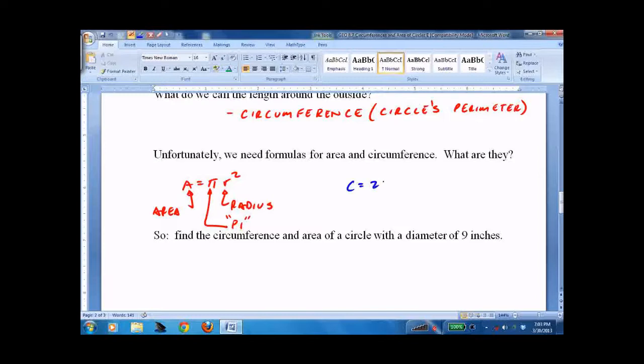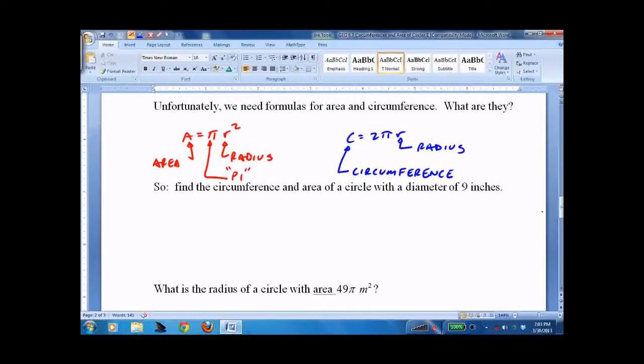Circumference is 2 pi r. Again, that's the perimeter around the outside, and r again is the radius. Some people say, well, wait, if it's twice the radius, why not just make it the diameter? And you could, but I don't recommend it. A lot of the trickiness of the problems is that we give you diameter, and we expect you to figure out the radius and then apply it from there. So I always strongly highlight the radius so that people remember.